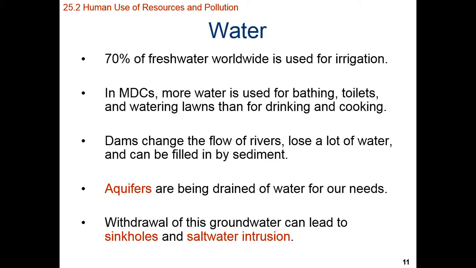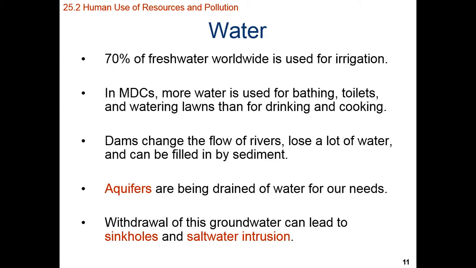Another important renewable resource is water. Most of the fresh water that's used in the world is going to be used for irrigation, or to grow crops. In the more developed countries, we also have a lot of excess water used for bathing, toilets, watering our lawns, drinking and cooking, and so on and so forth. These are luxuries that many individuals in developing or less developed countries do not have.